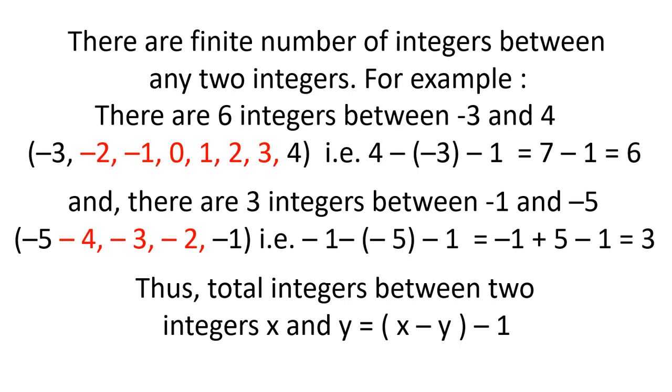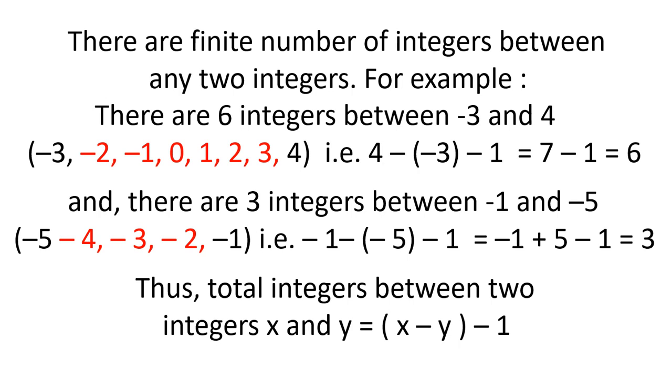So we subtract 4 minus, what is the other number? Minus 3. So 4 minus within bracket minus 3. Minus minus become plus. So 4 plus 3 is 7. 7 minus 1 is equal to 6. So between minus 3 and 4, there are 6 integers lying in between.